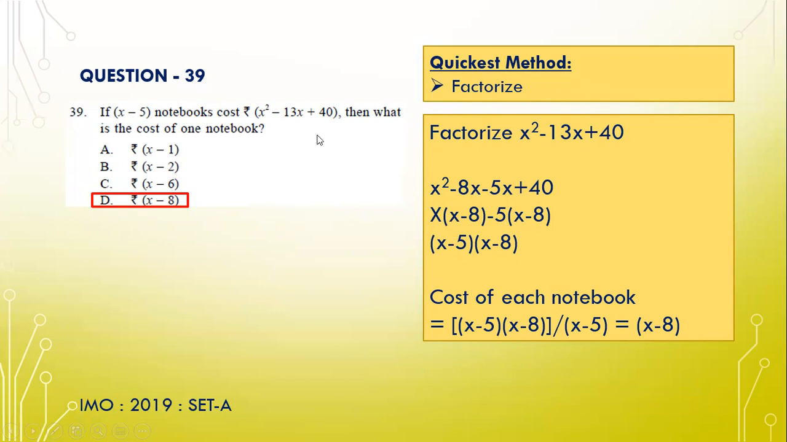The cost of each notebook will be x square minus 13x plus 40 divided by x minus 5. What are the factors of this? The factors of this are x minus 5 into x minus 8 divided by x minus 5. Divided by x minus 5, x minus 5 will get cancelled. The cost of each notebook is x minus 8, x minus 8 will remain.